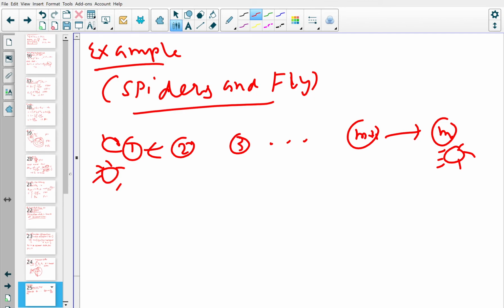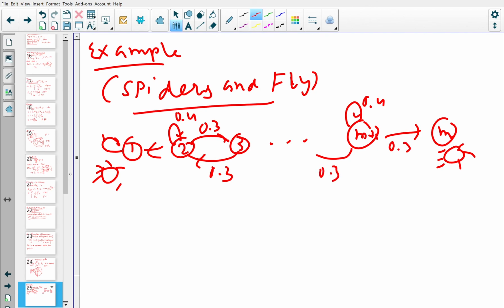Now suppose you can go from there to there with probability 0.3, come back from here to here with probability 0.3, and stay there with probability 0.4. That is true everywhere. Then the question is: what is the expected time that the spider will eventually eat the fly? The fly has to start anywhere between 2 and m. If the fly is at 1 or m, like mu 1 or mu m, they are already in the absorption state, so that is 0, right?